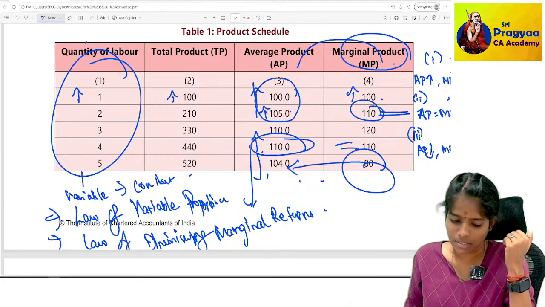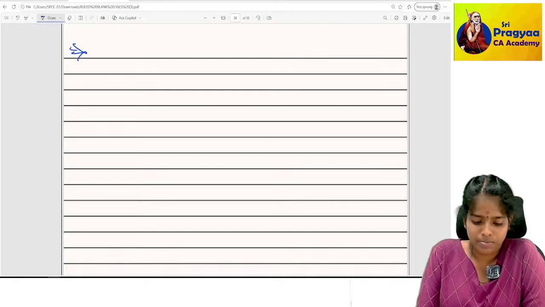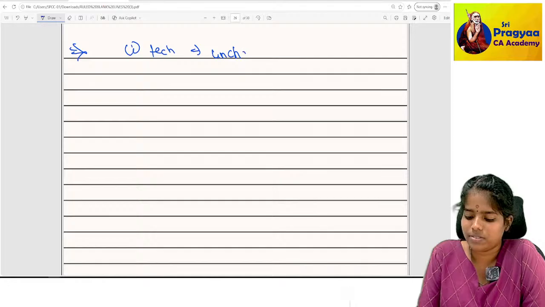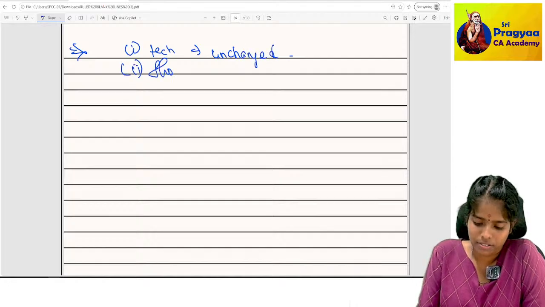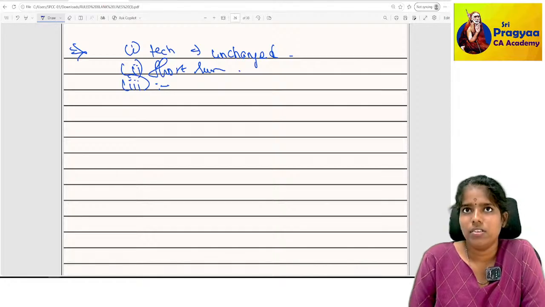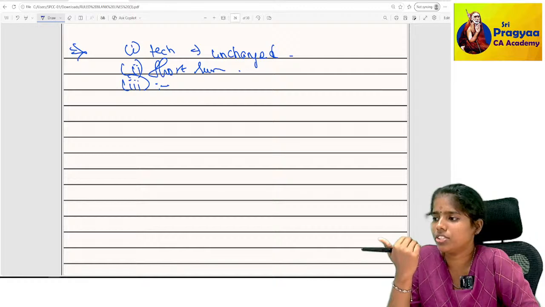Now we will see assumptions. In the law work ஆகணும்னா what are my assumptions? First one, technology remains unchanged. It is only in short run. Output வரதுக்கு input should not be there in fixed proportion.